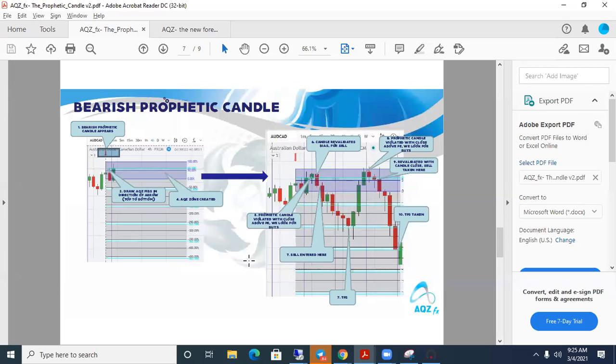You will fib the candle upon which the arrow is sitting or beneath which the arrow is sitting, and you fib it in the direction of the arrow. So if the arrow is bearish, you fib your candle from top to the bottom. If the arrow is bullish, you fib your candle from the bottom to the top, right? So the prophetic candle is just that. It helps you frame out a bias.